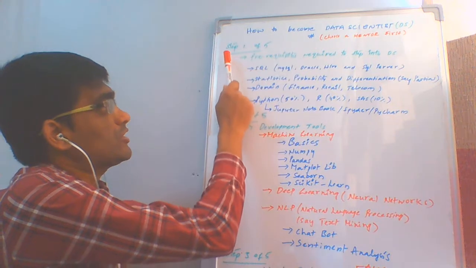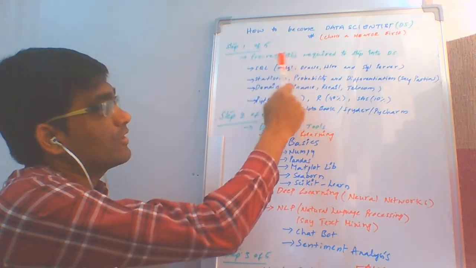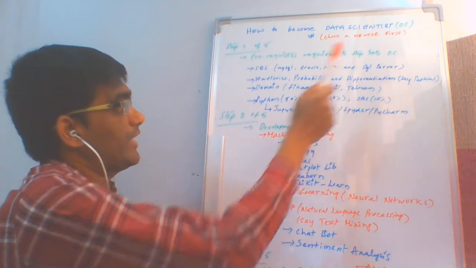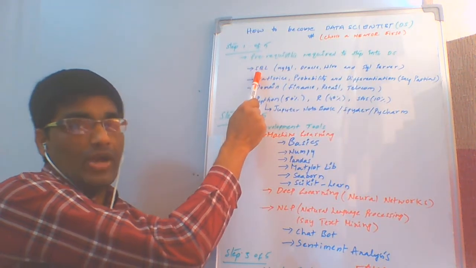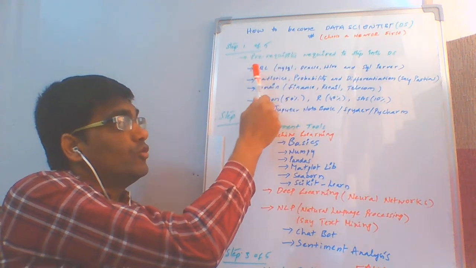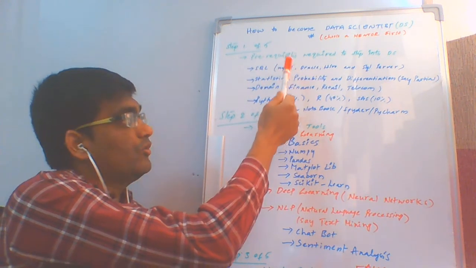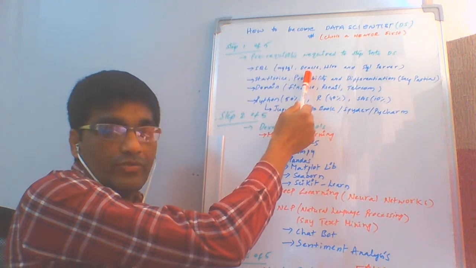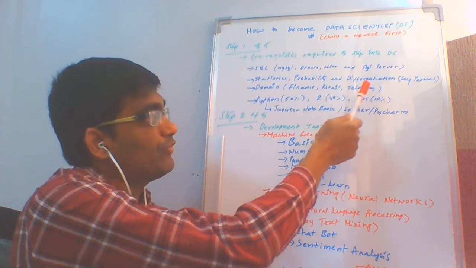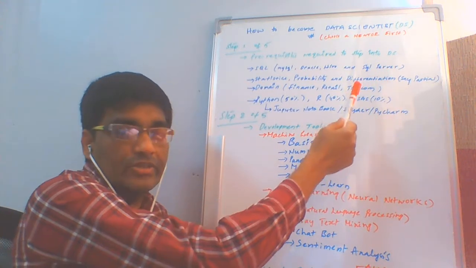So the first prerequisite required to enter into data science is SQL, structured query language. For that, maybe you can learn MySQL. If you know MySQL, that is fine. Otherwise, if you know Oracle, that is also good. Then Hive, which is big data related, is also fine. Or if you know SQL Server, it is fine.